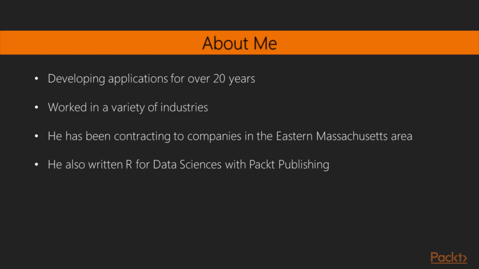Dan Toomey has been developing applications for over 20 years. He has worked in a variety of industries and differently sized companies in roles from sole contributor to VP CTO level. For the last 10 years or so, he has been contracting to companies in the eastern Massachusetts area. Dan has been contracting under Dan Toomey Software Corp., again as a contractor developer in the area. Dan has also written R for Data Sciences with Packt Publishing.